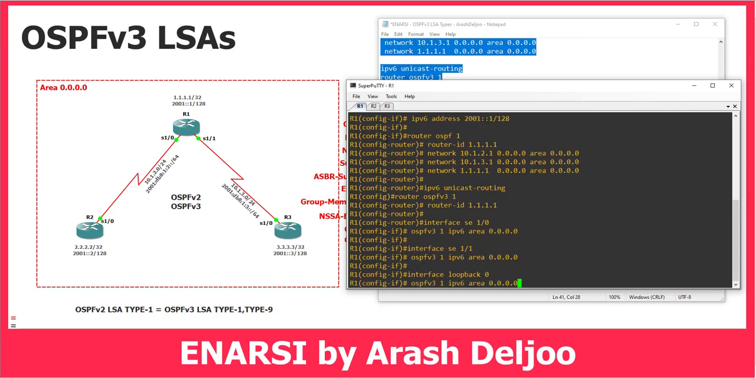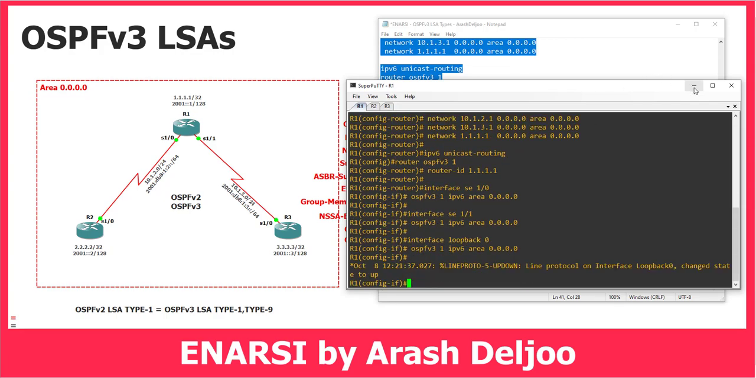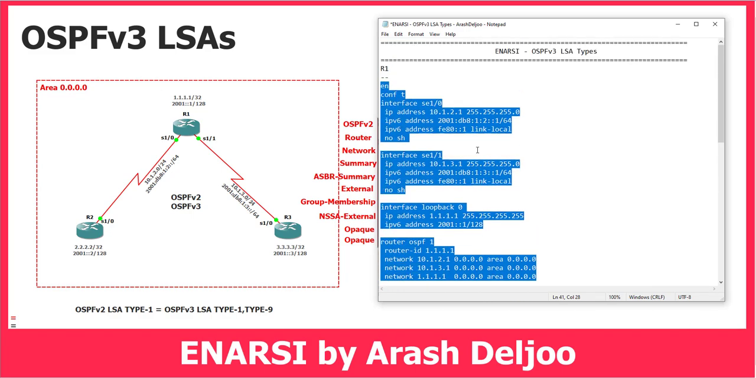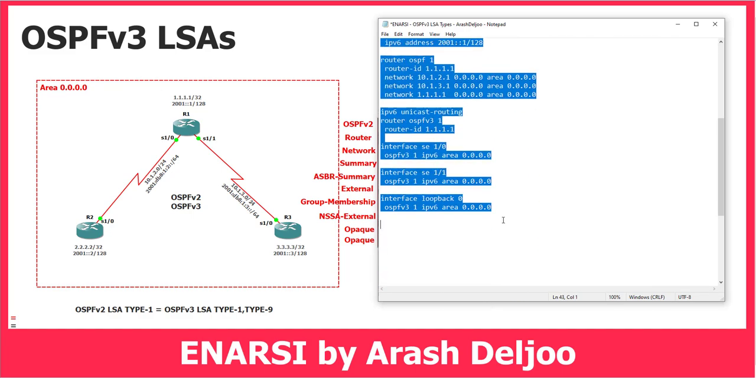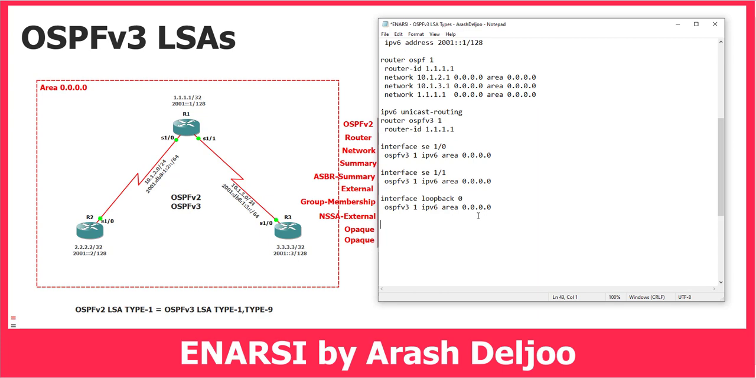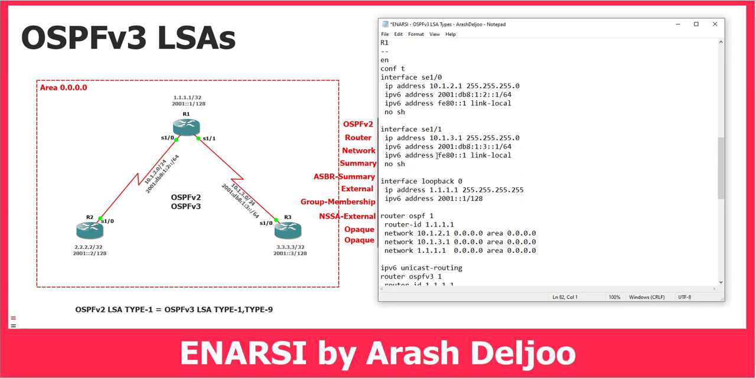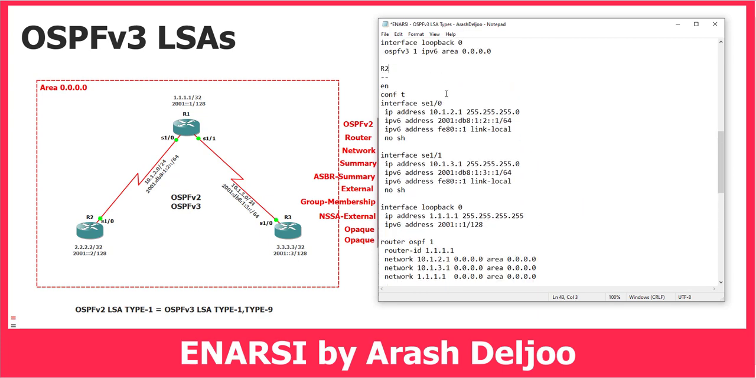As you can see, we don't have any error message. Because of that, we can copy this configuration for router 2 also here. This is the router 2 configuration. We should change some things here on router 2.